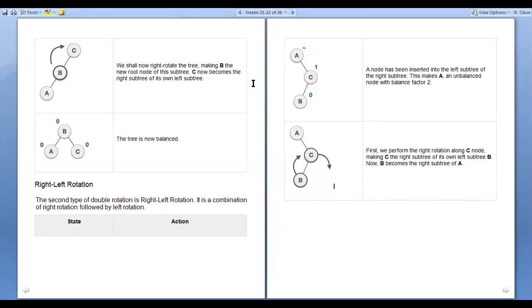Everyone, answer me. All four types of rotation?